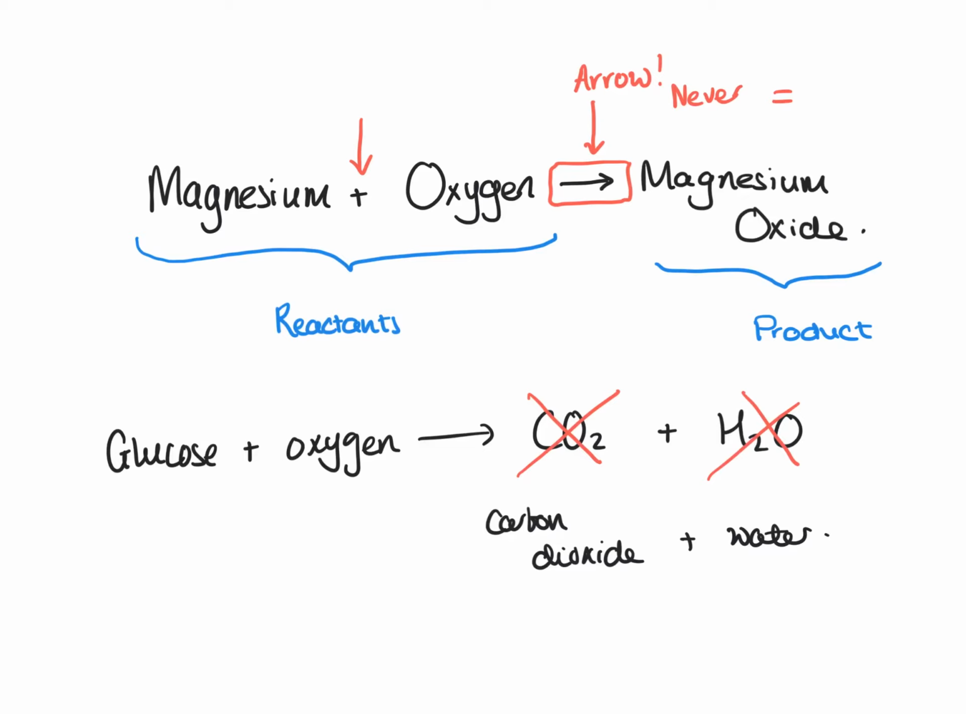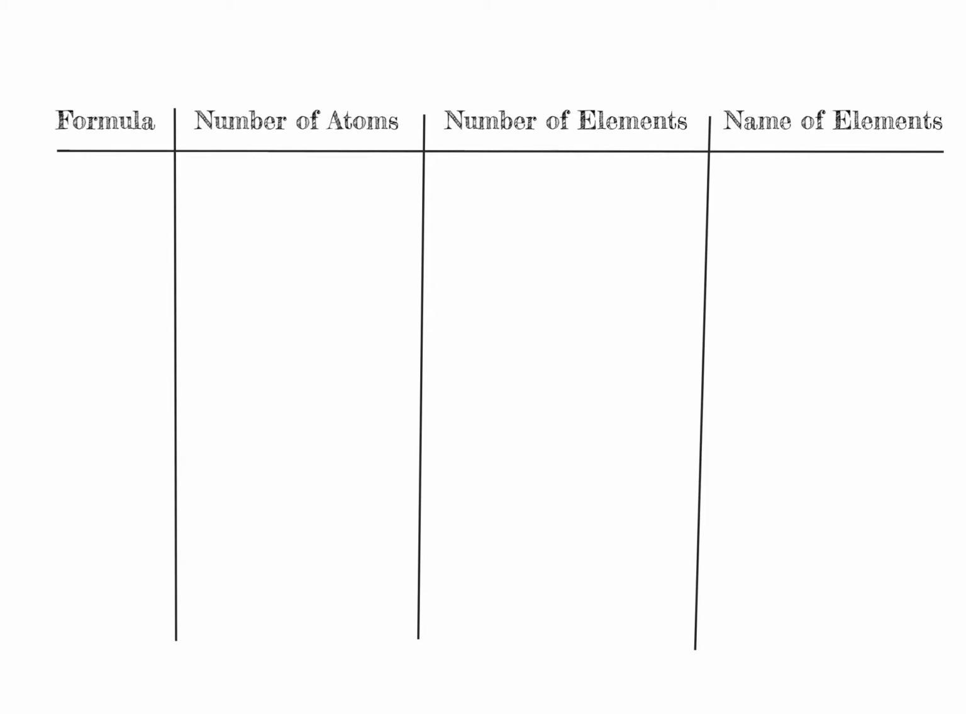Okay, let's have a look at symbol equations then. So we'll go back to this same equation of magnesium and oxygen reacting to make magnesium oxide, and we'll look at it in terms of symbols. Okay, so before you can begin using symbol equations, you need to make sure that you understand what a formula means. So we'll just do a quick exercise of looking at some formulae and figuring out what they mean.